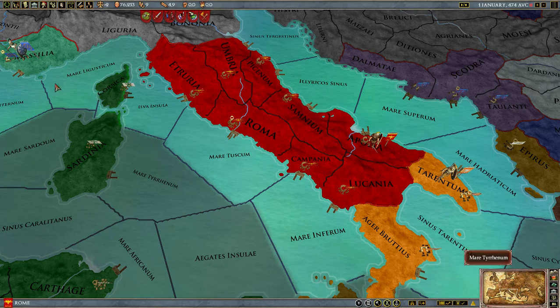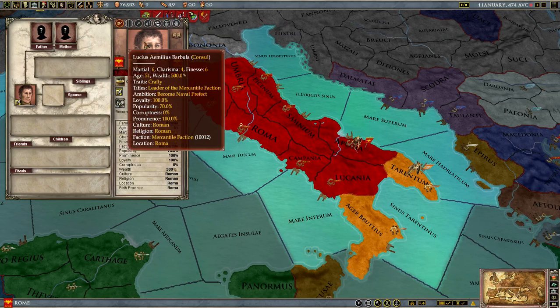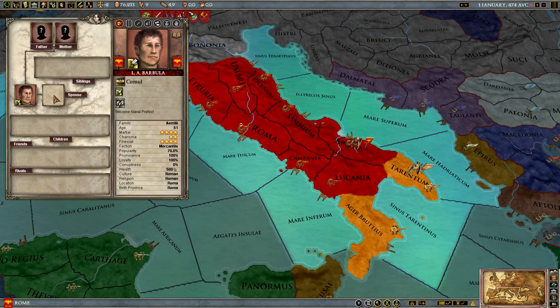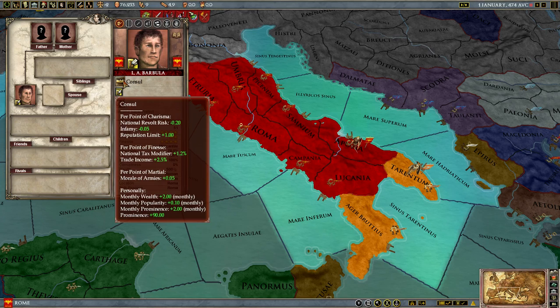Let's face it. Next up, Dynasty. This is your current ruler. This is his spouse, if he has one. Children, friends, and rivals. Over time, this family tree will be filled out. And yeah, this is his current title, Consul, and it tells you what he gets for it. It also shows you, per point of finesse, per point of martial, and per point of charisma, what having a consul does. Charisma, of course, is useful as it affects national revolt risk and infamy. Finesse gives you more money, and martial gives you better armies. Pretty self-explanatory.